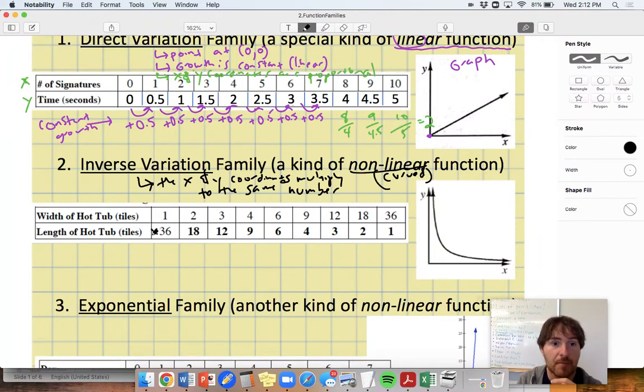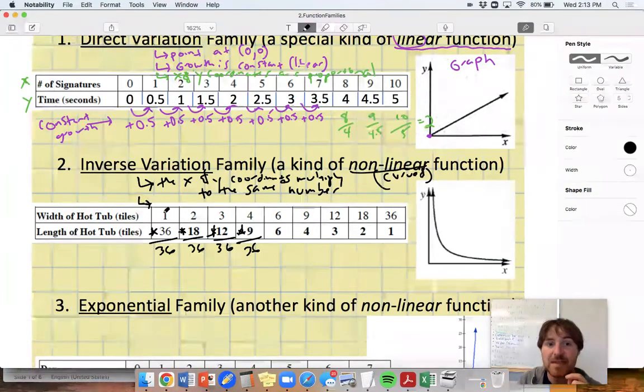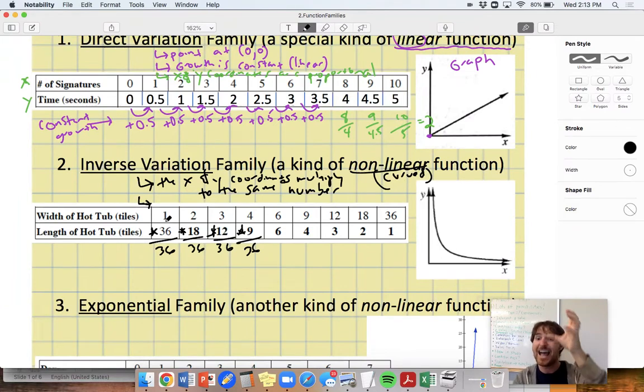If I take 1 and multiply 1 times 36, I get 36. 2 times 18, I get 36. 3 times 12, I get 36. So it's very similar to direct variation, in that I take my x, divide by y, and get a constant, I get 2. Here I take my x and multiply by my y, and I get a constant, the same number. Constant means being the same thing, right? 4 times 9 is 36. And that works through. So the x and y coordinates multiply to the same number. And another observation that I'm sure many people had is that my x and y coordinates will kind of flip-flop later.